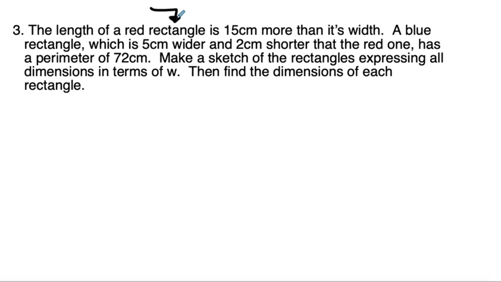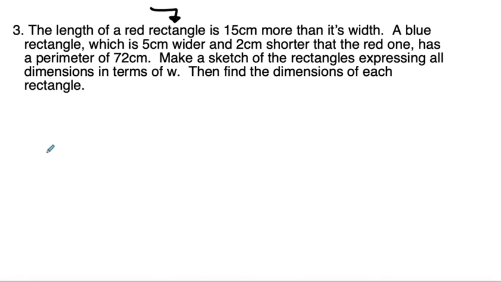Remember we talked about anytime a question involves a figure of some sort, you're going to want to draw it. It says the length of a red rectangle is 15 centimeters more than its width. A blue rectangle, which is 5 centimeters wider and 2 centimeters shorter than the red one, has a perimeter of 72. Make a sketch of the rectangles expressing all the dimensions in terms of W. Then find the dimensions of each rectangle. Okay, so let's see what we got.